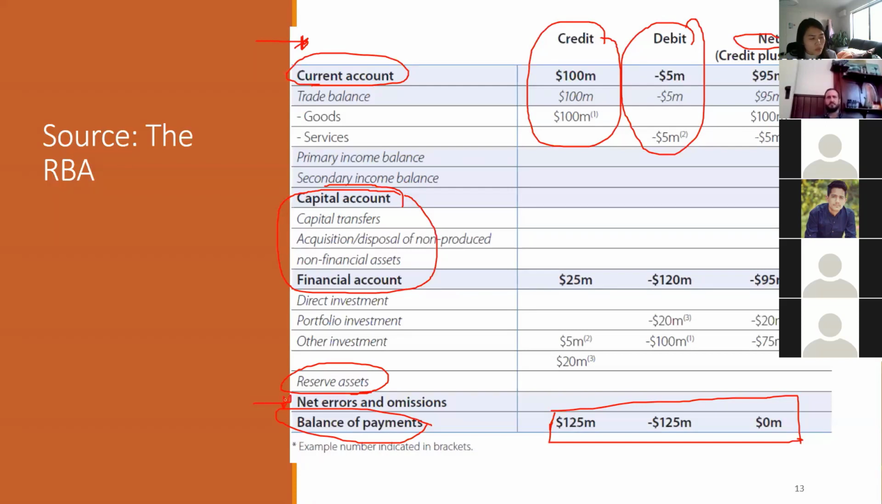Now, sometimes we can't reconcile different transactions, so there will be some little discrepancies between different accounts. To account for these discrepancies, we have the net errors and omissions, okay?